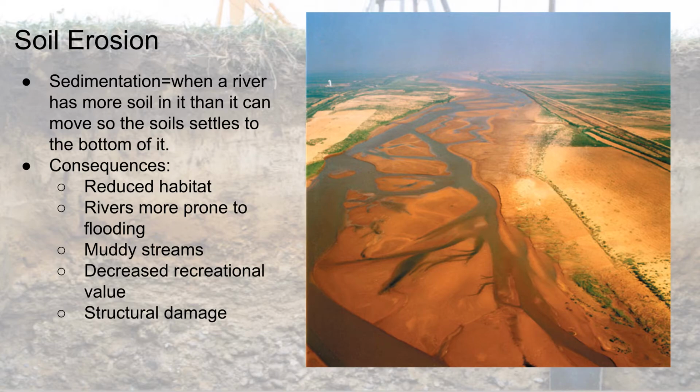You're going to get muddy streams, which are not good to look at. You can't drink out of those. If you're in a third world country and you're relying on a stream as your water source, you're out of luck. There's decreased recreational value. I don't know about you guys, but I wouldn't want to take a vacation to this river. And there's also structural damage from all of this. If we have more flooding, we can damage our roads and our buildings and stuff like that. So sedimentation and soil erosion are huge problems.